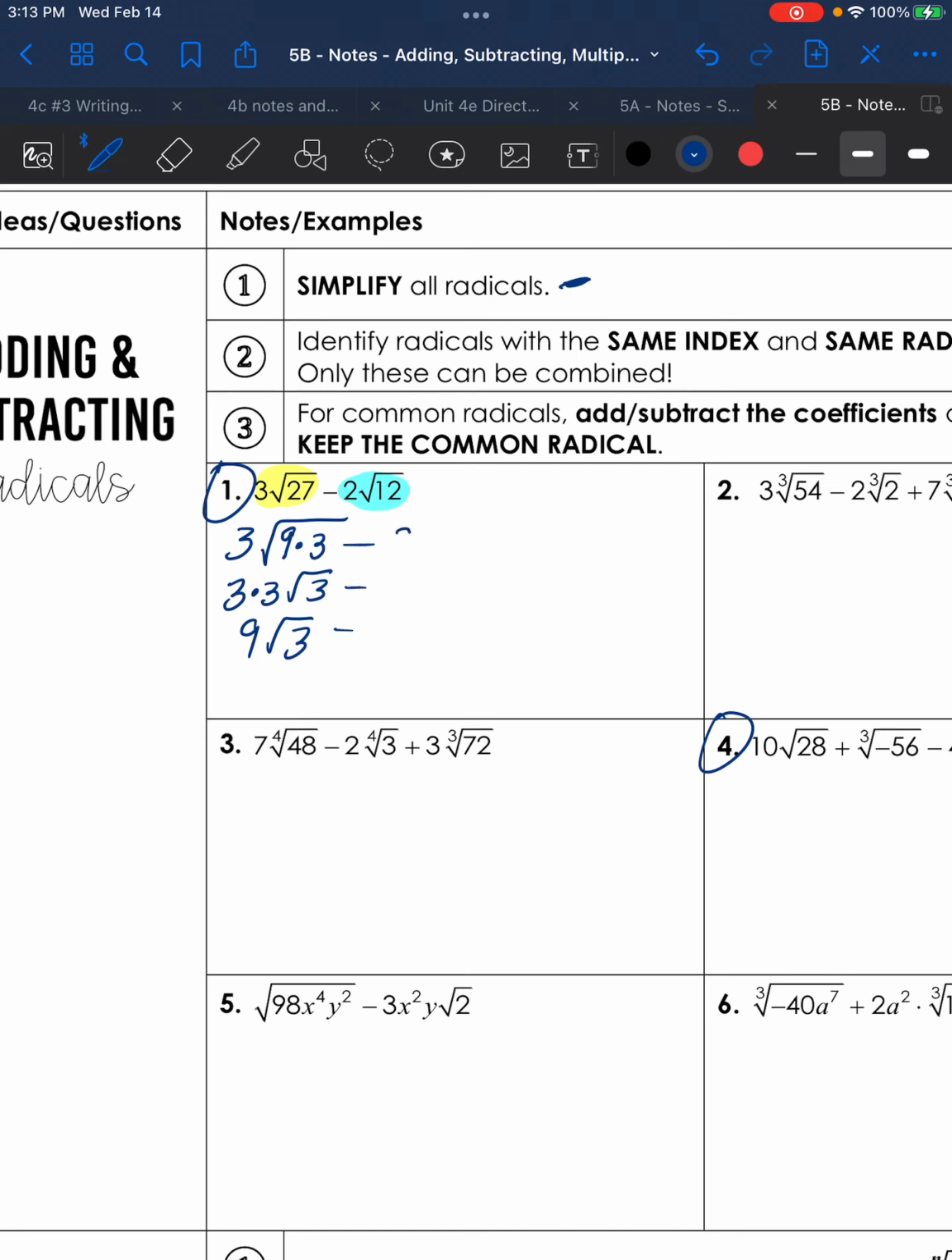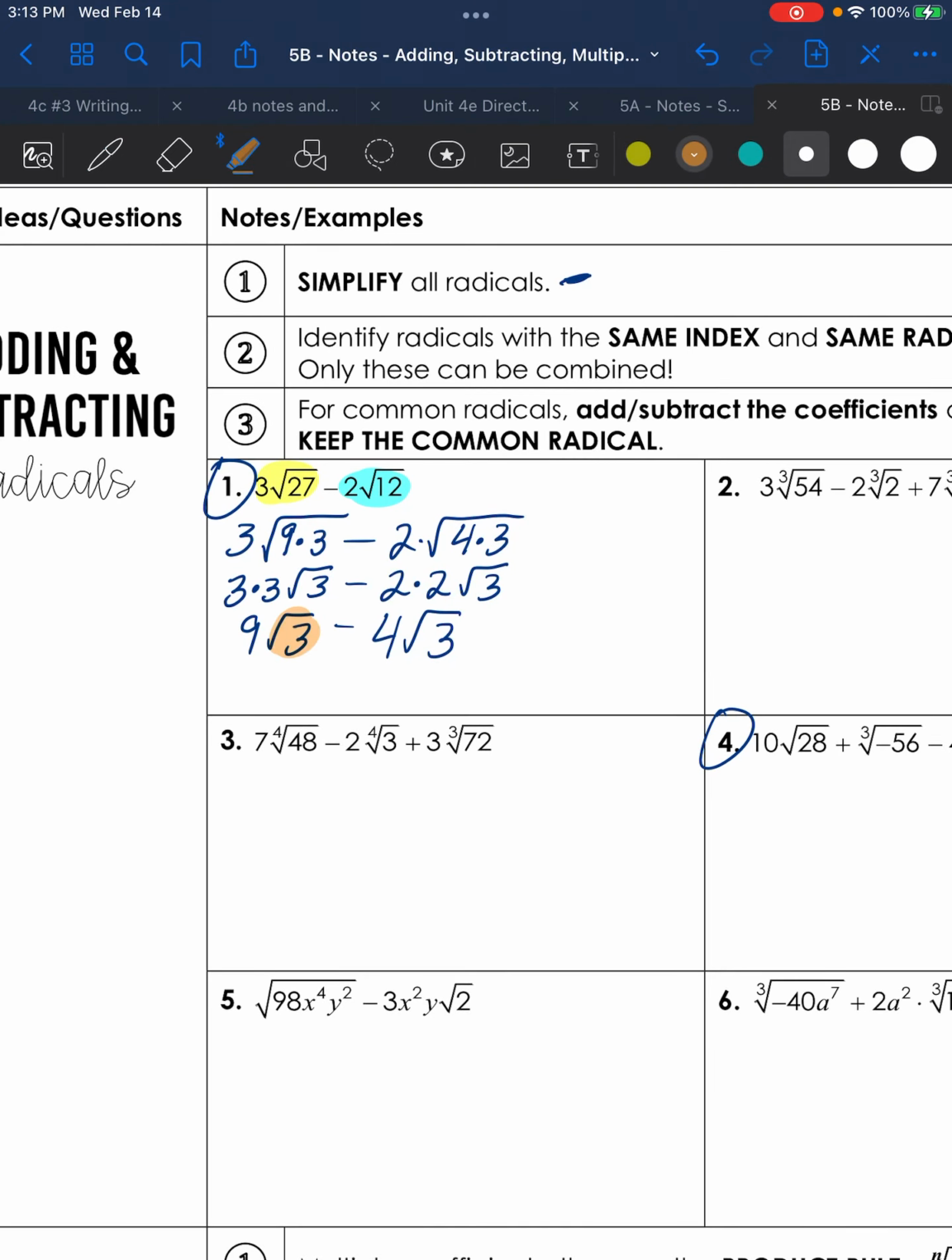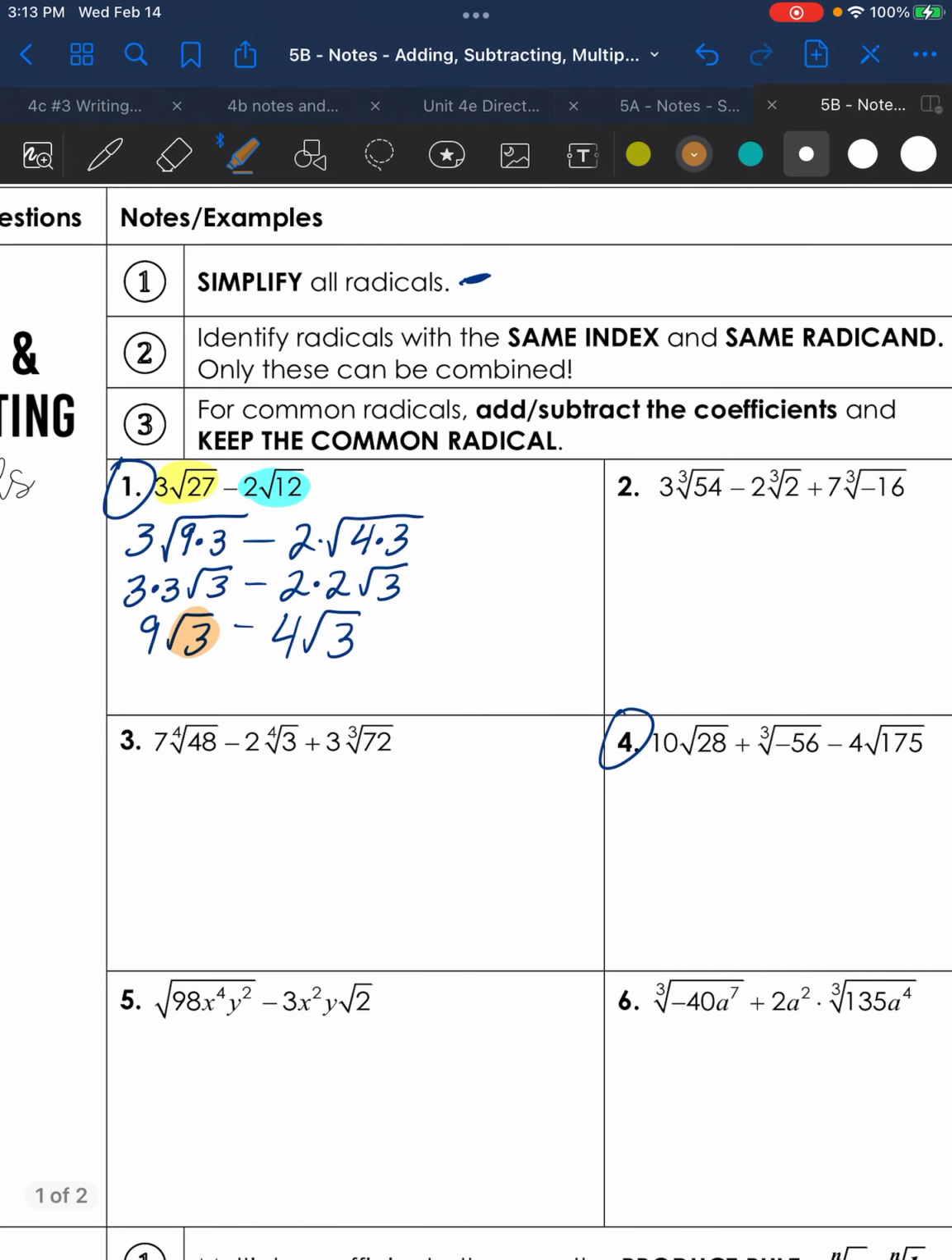Then my second term is 2, and the square root of 12 can be simplified into 4, the biggest perfect square, and 3. So 2 comes down, square root of 4 is 2, and remember there's always multiplication. And then 2 times 2 is 4. Now, this is key. To be able to tell if they're like terms, we have to have the same. So now that's number one is done.